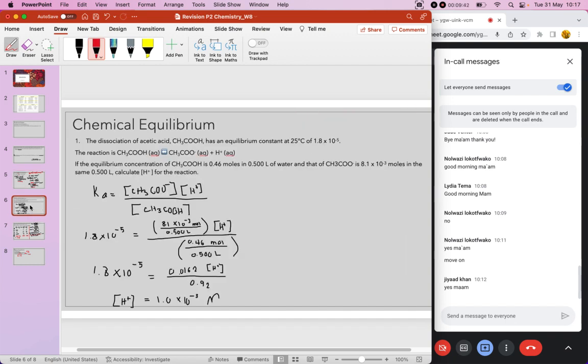If there's no question, let's move on to chemical equilibrium revision. In this question, the dissociation of acetic acid: is acetic acid a strong acid or a weak acid? Is acetic acid a strong acid or a weak acid, guys?